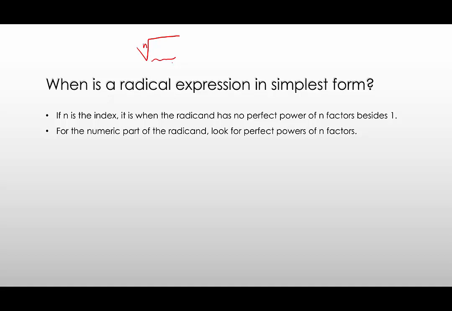So we're looking to find these perfect powers of n. Let's say the radicand is a, but something we know is that a could be rewritten as b to the n times c. Notice that b to the n is a perfect power of n. We can then rewrite the radicand as this multiplication of two factors, and then we can split these up if we so desire.